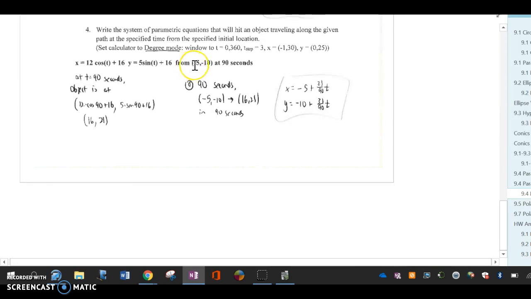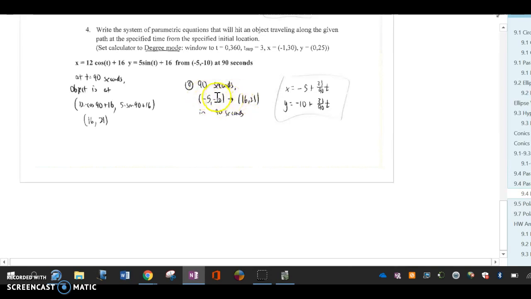And we are standing at the point -5, -10. We want to hit it at 90 seconds. Very convenient because we can find the sine of 90 and the cosine of 90. So at 90 seconds, we plug it into the parametric to see that the object is located at the point 16, 21. Plug the 90 in here, plug the 90 in there, and boom, we have the location. So at 90 seconds, we want to go from our point, which is -5, -10, to the point 16, 21.